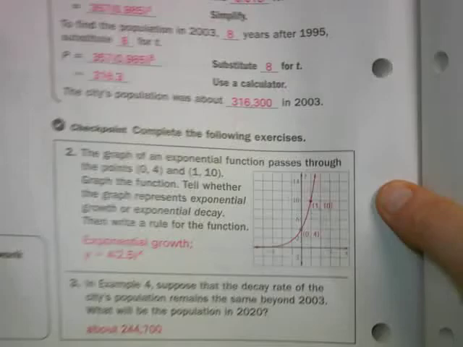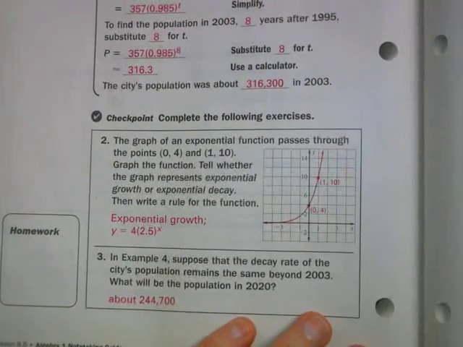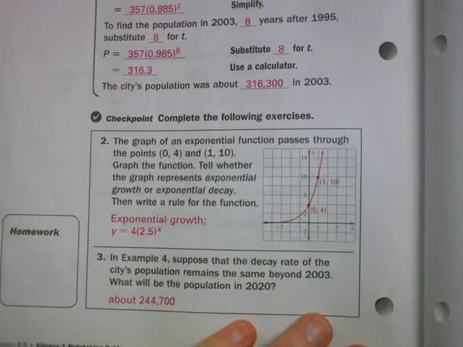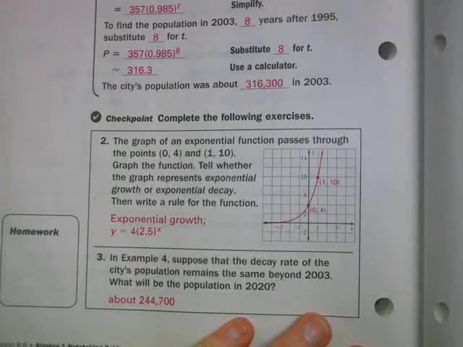Okay, so if you've worked these out, this was exponential growth. It's going up from left to right over time. It's y equals 4 times 2.5 raised to the power of x. And then in 2020, it'll be about 244,700. So what I'm going to do now is I'm going to actually work those out to help you through it if you're having trouble.